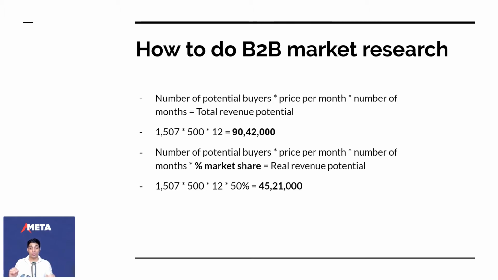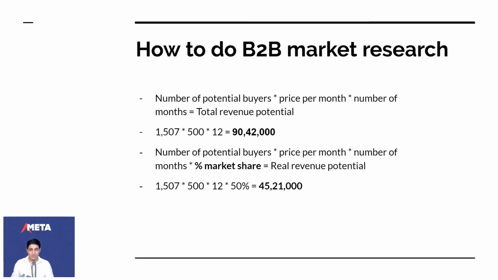And now what you do is you do the percentage of market share. Maybe you can only reach half of them. Maybe the other half, for whatever reason, won't buy your product. Maybe they're already using a competitor. Maybe they're already working with the best company in the world and you can't reach them. And you need intelligence for this, right? You need to be able to figure out who's using what competitor.